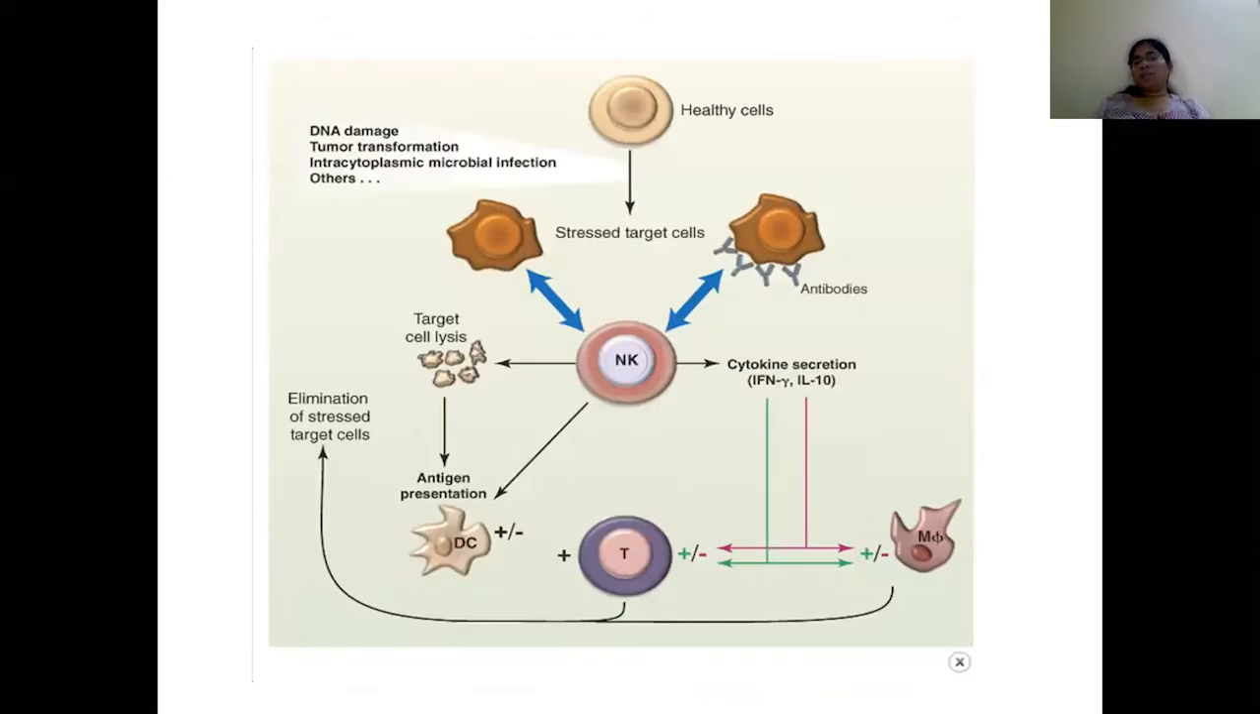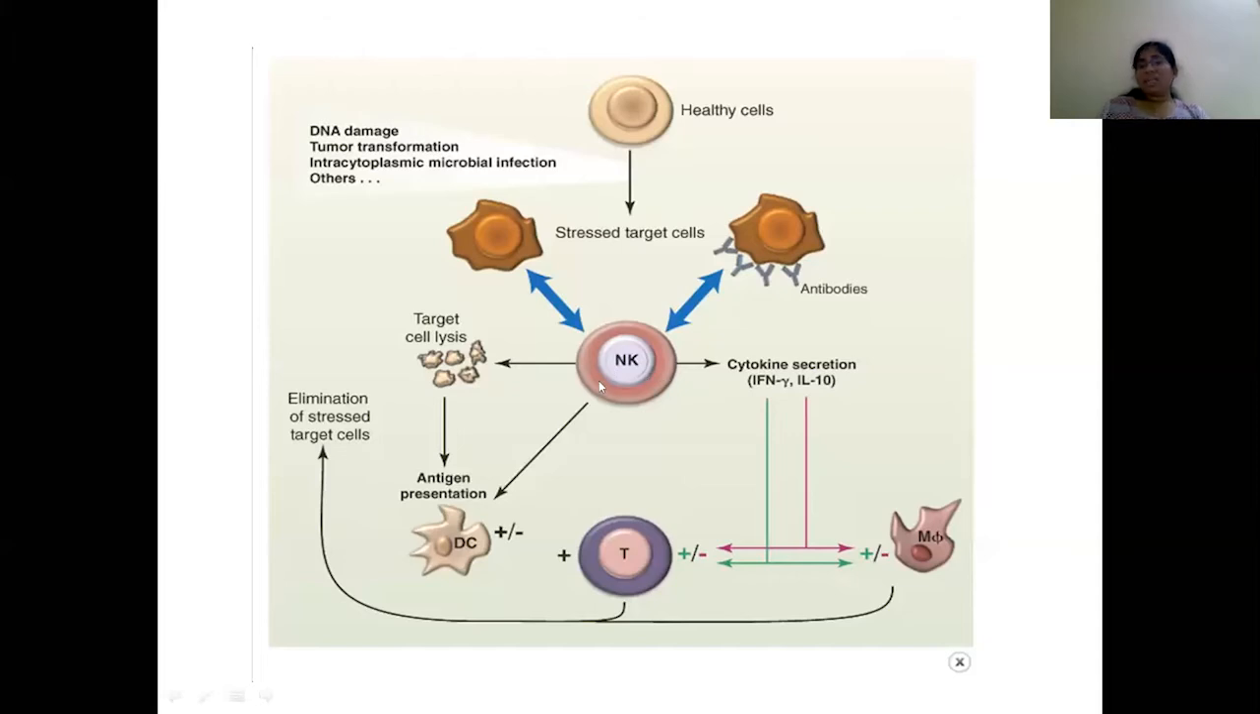So now, what drives NK cell activation? Other than interleukin 15, which is the main cytokine, along with interleukin 2, which is involved in its differentiation, the primary drivers of NK cell activation are DNA damage, and it is important in tumor immunity. So when you have tumor cells or transformation of a cell into a tumor cell, or when there is an intracytoplasmic microbial infection or some stressful conditions, the NK cell gets activated.